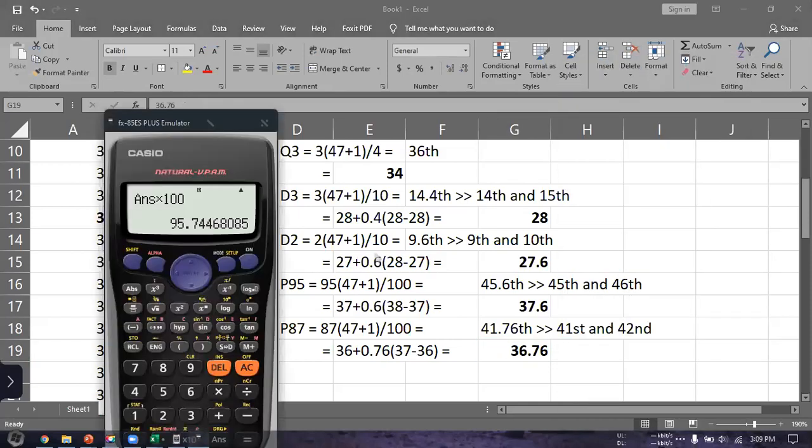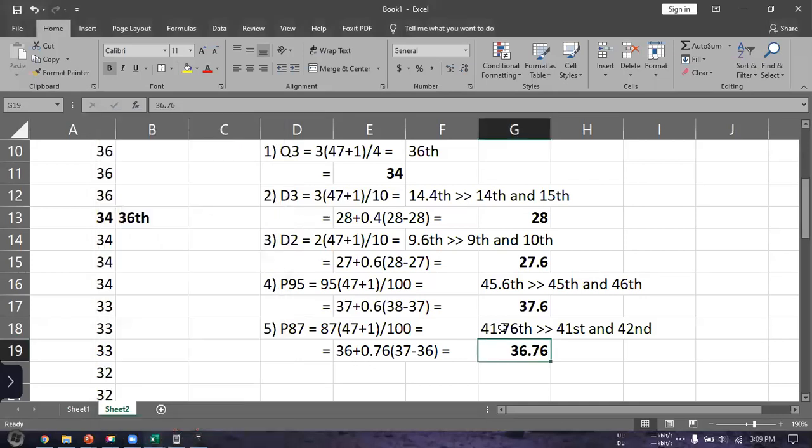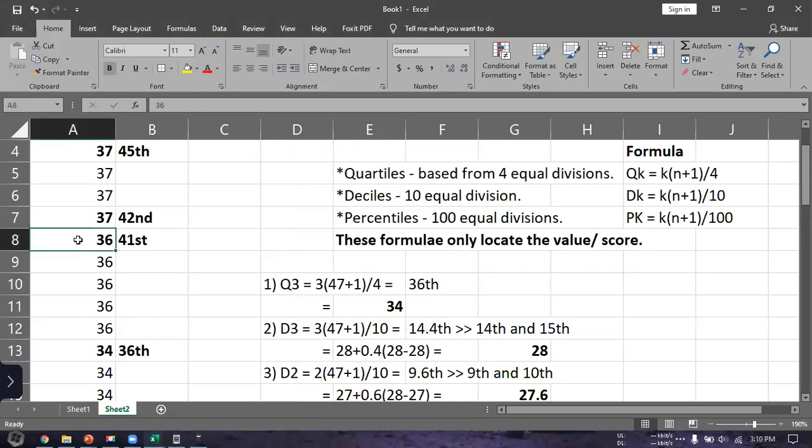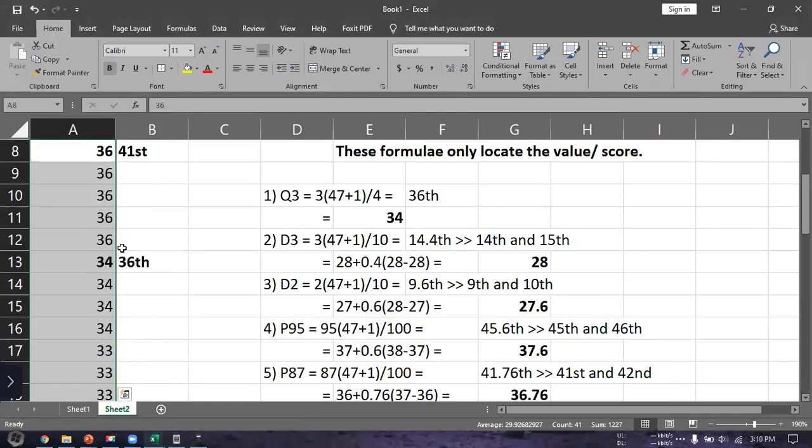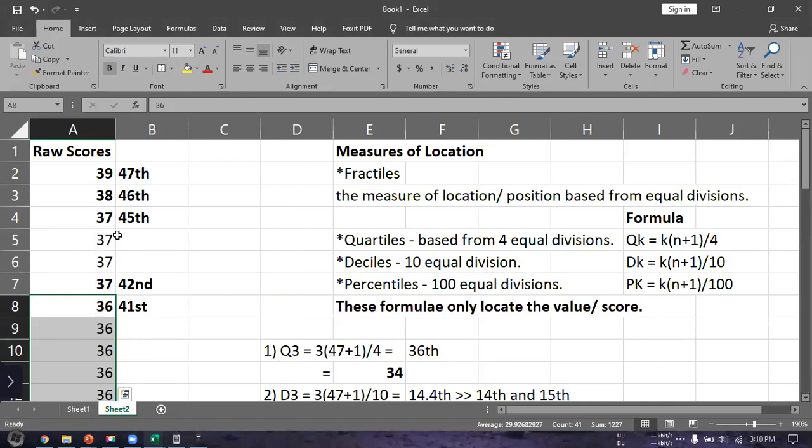Confirm natin kung may trust issues tayo. 87 times 48 over 100. Tama naman. 41.76. Okay. So, gagamitin natin yung point something nun. So, 36.76. Kasama si 36. This is your 87%.